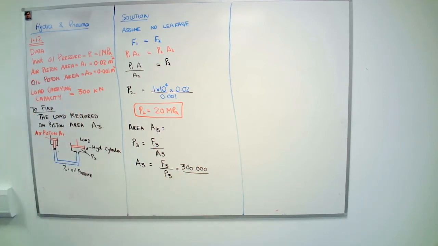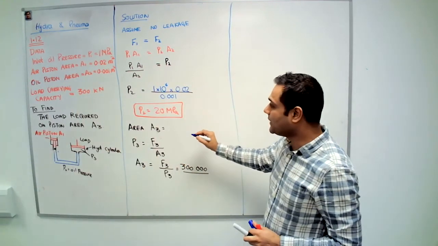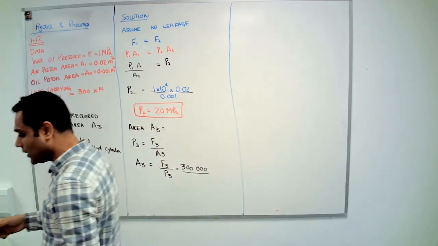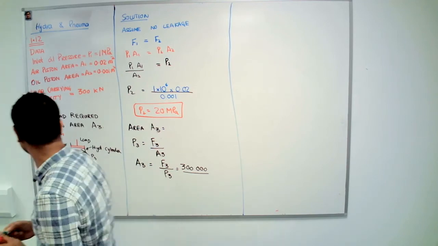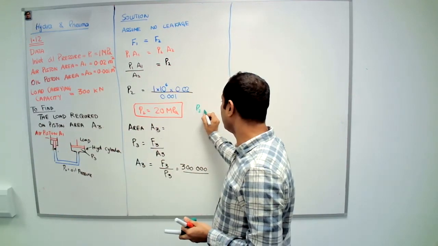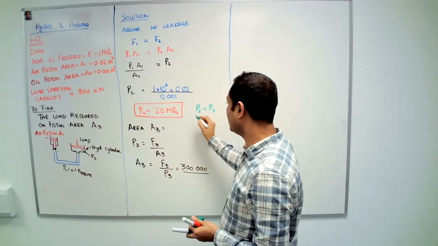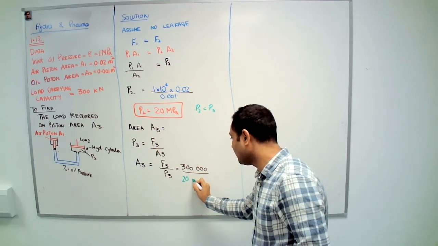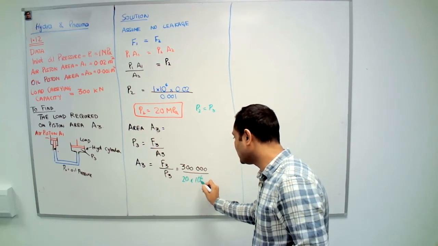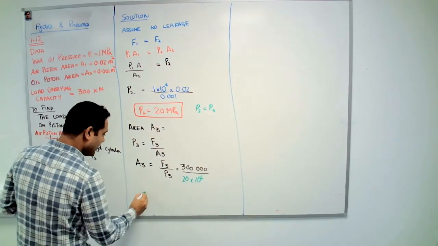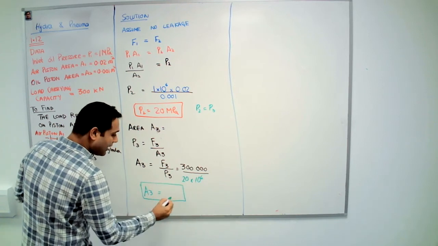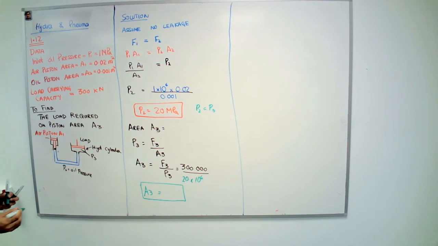Now with P3, I got P2 as 20, because I will use the law which states that P1 equals P2 equals P3. So P2 is equal to P3, which is equal to 20 megapascal. So I'll put 20 times 10 to the power 6. And that will give me the area, and the answer is going to be in meter square.